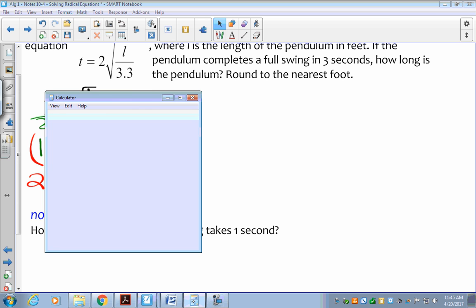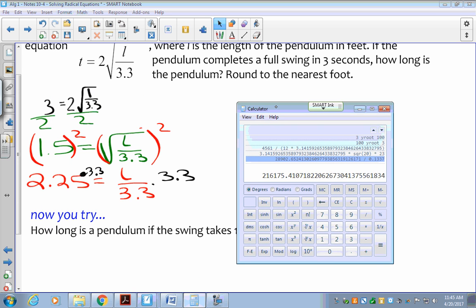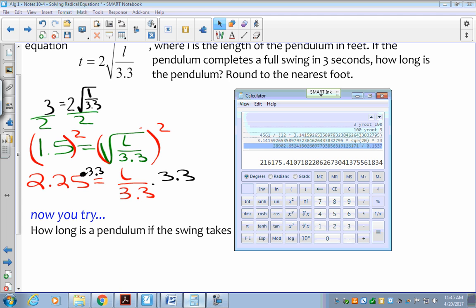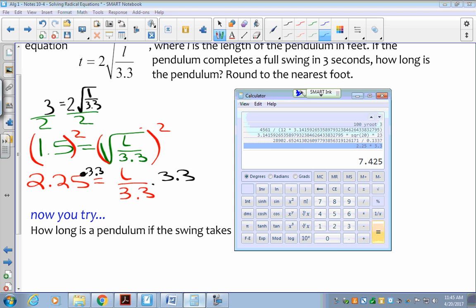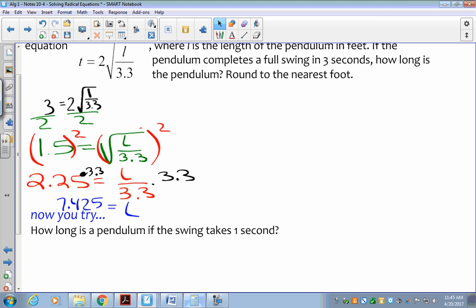All right, so now, since I don't know it by heart, I am going to get my calculator out. And if you guys need to borrow a calculator, they're in the back of the room. We have 2.25 times 3.3. And the length of our pendulum, our L, is equal to 7.425. I'm going to double check because it does say round to the nearest foot. So L is equal to 7 feet.